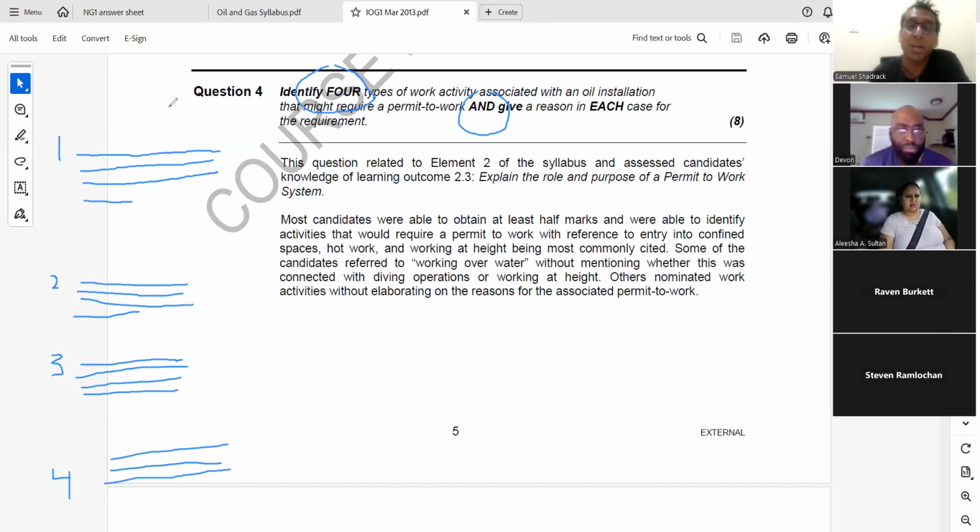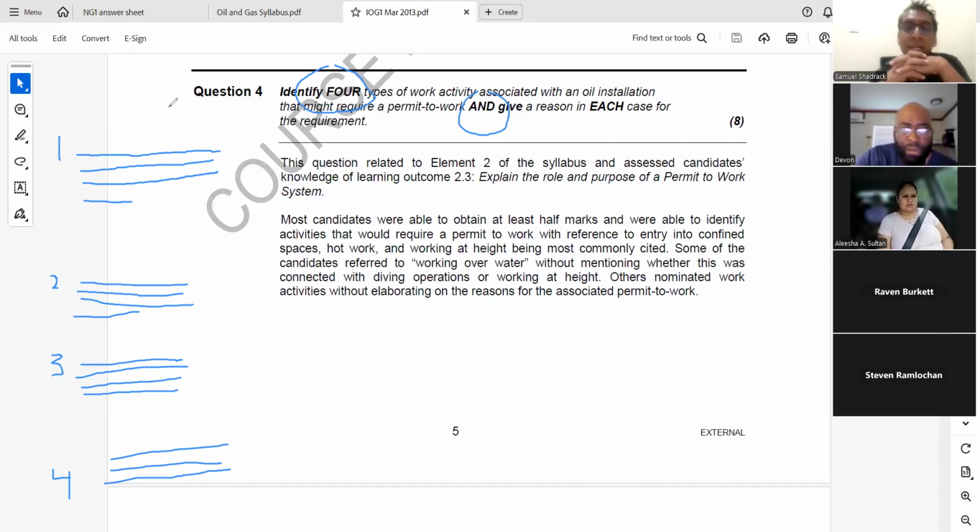Working at height being most commonly cited. Some of the candidates refer to working over water without mentioning whether this was connected with diving operation or working at height. Remember, this does have offshore in it too, so nothing is wrong with that if you mention something like that. But actually, they did mention an oil installation, right? So I suppose in the offshore industry, you do have your storage tanks as well, right? Or storage vessels, right?